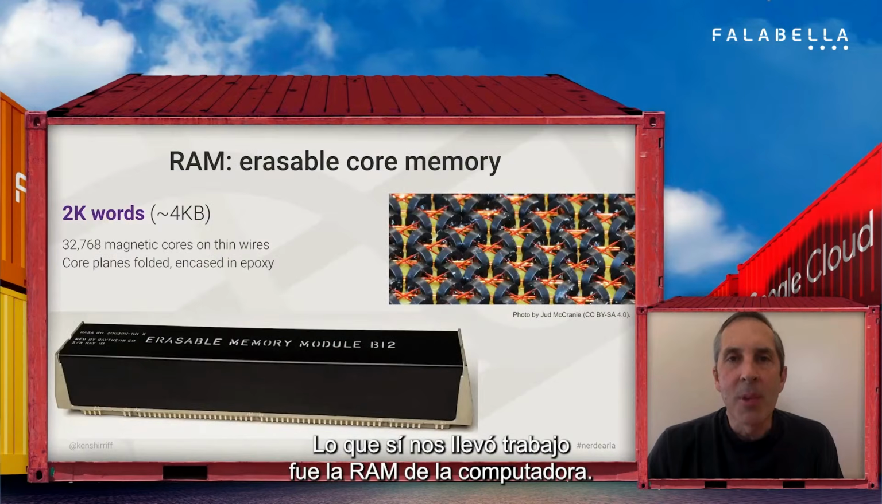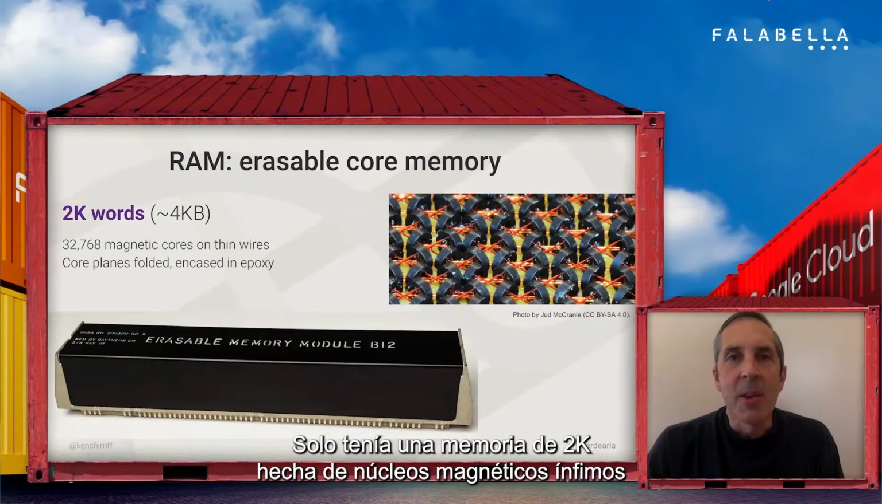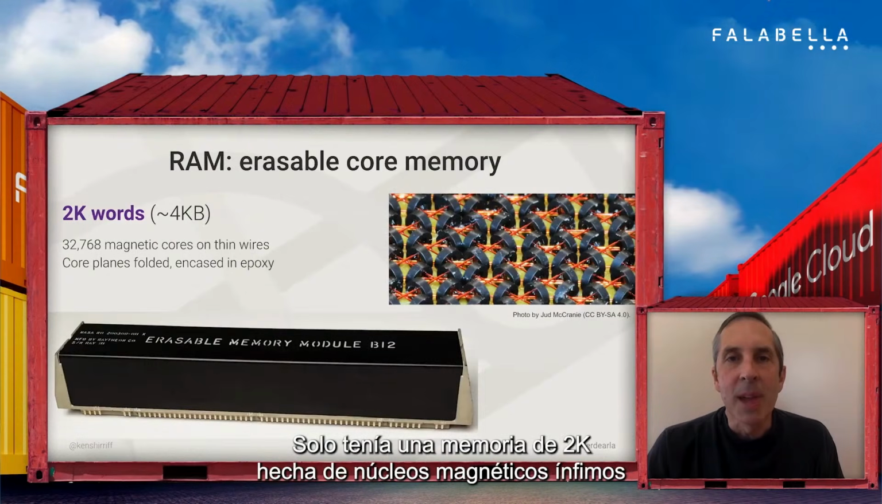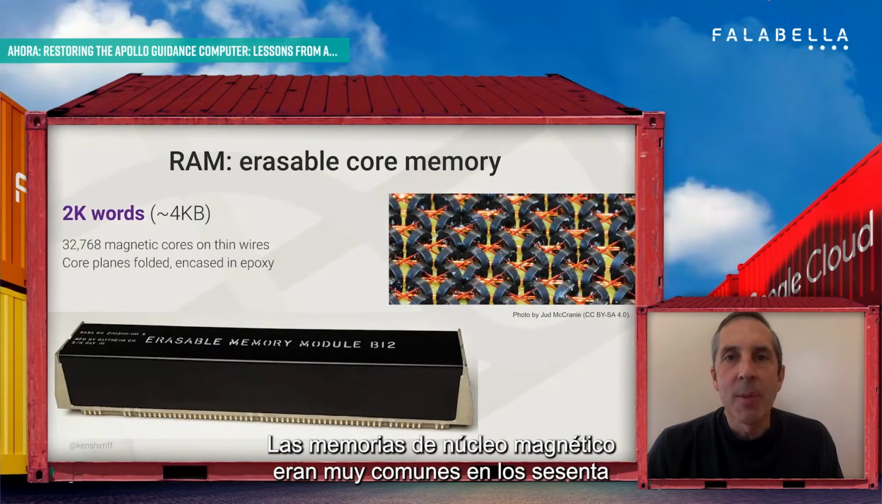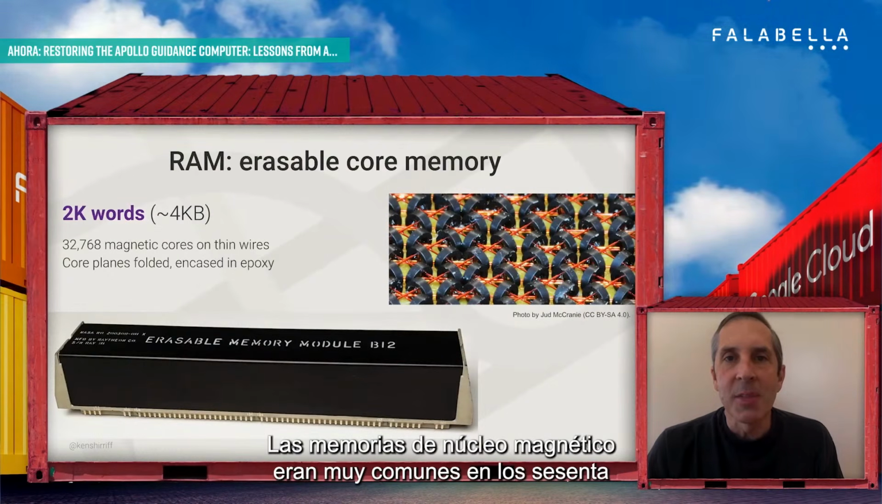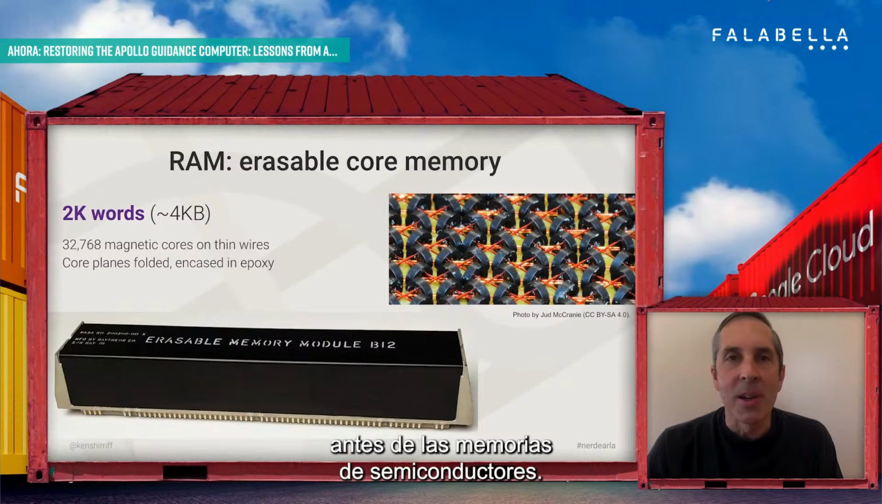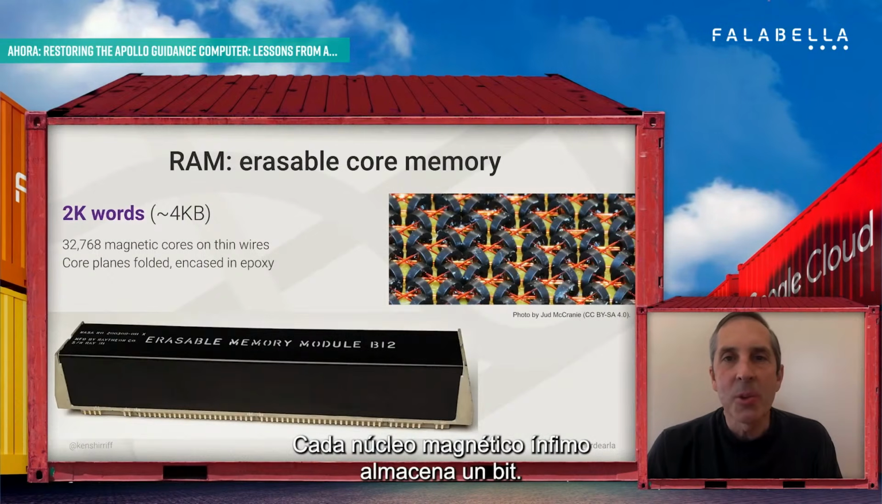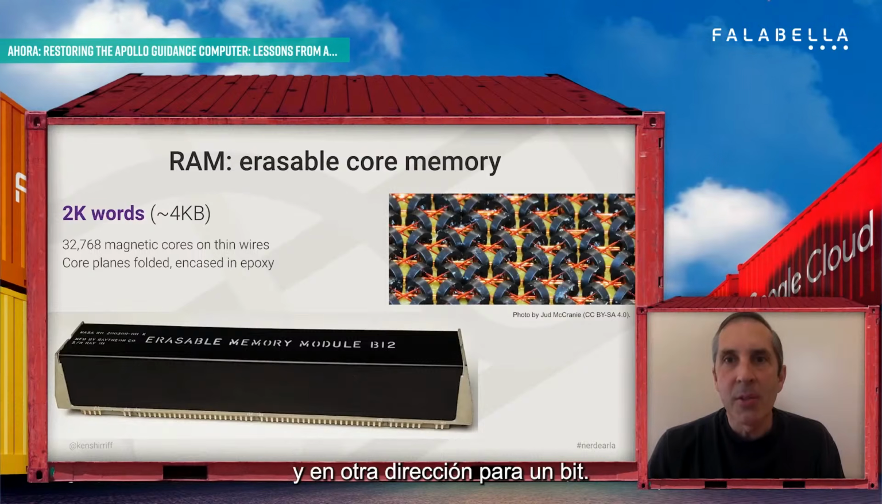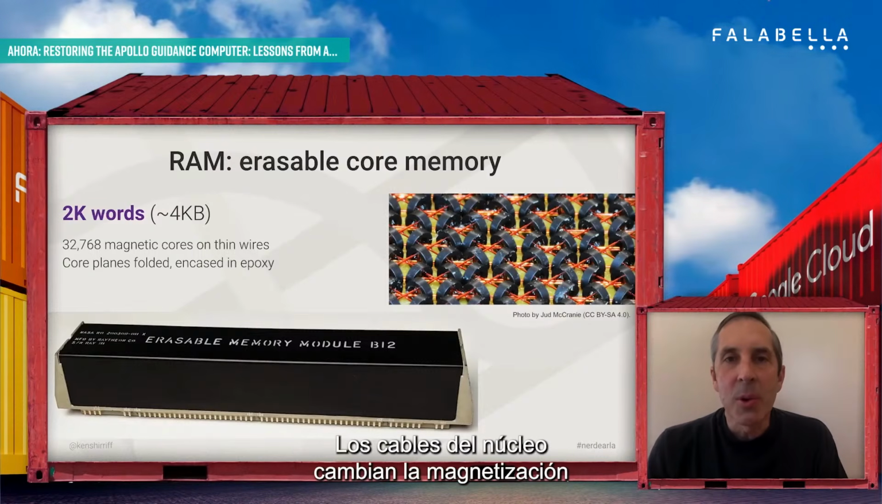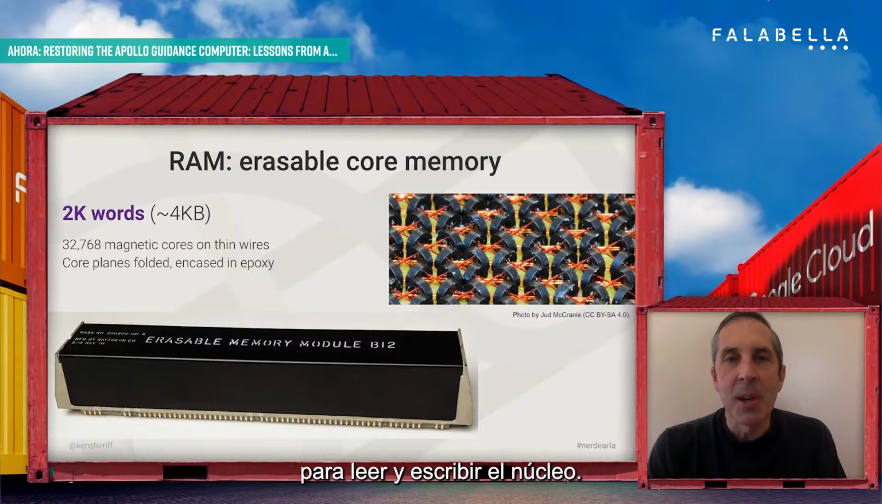The computer's RAM, though, caused us a lot of trouble. It only had 2K of memory built from tiny magnetic cores threaded on a grid of wires. Magnetic core memory was very common in the 1960s before semiconductor memory came along. Each tiny magnetic core stores 1 bit. It's magnetized one direction for a 0 and the other direction for a 1. The wires through the cores flip the magnetization to read and write the core.